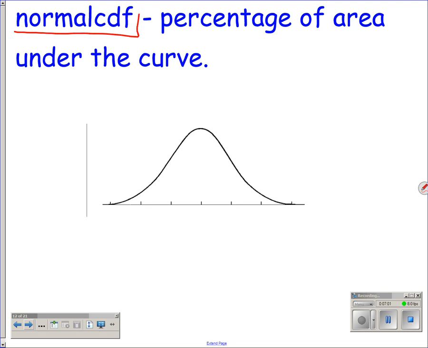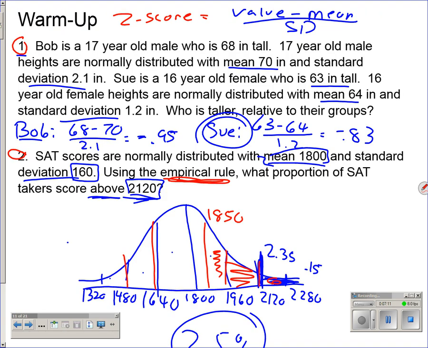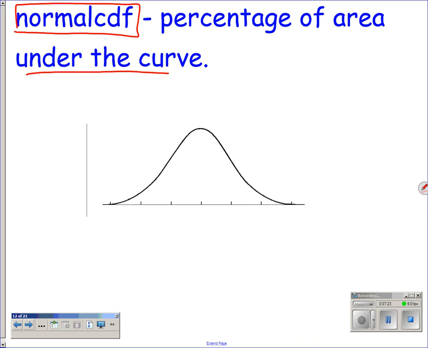It's called the NormalCDF. It finds the percentage of area under the curve. And whenever we're talking about percentages with the empirical rule and stuff like that, we're talking about an area under the curve. That's why it gets smaller as we go on. That's why the percentage is smaller. The calculator is going to find that for us, or find the percentage.